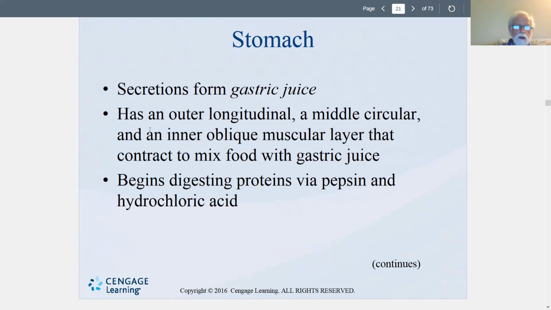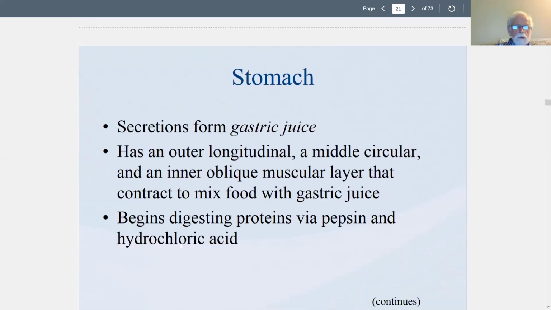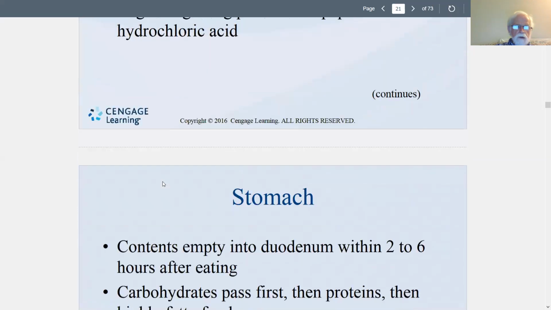The stomach has an outer longitudinal layer, a middle circular layer, and an inner muscular layer that contract. This is the stomach moving to mix the food. It's just like pulsing to mix the food. And then in the stomach, we begin to use the hydrochloric acid and pepsin to digest proteins.